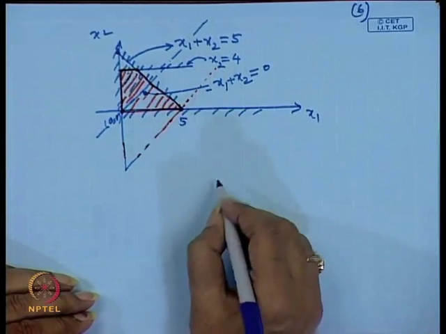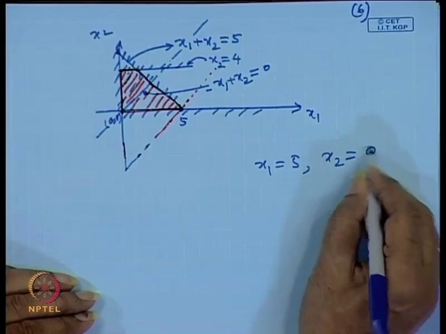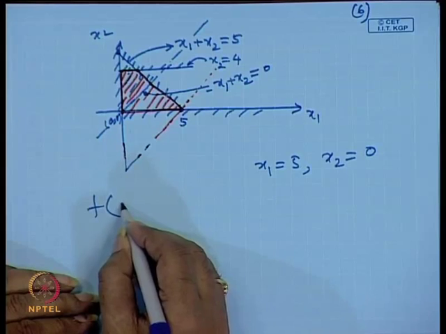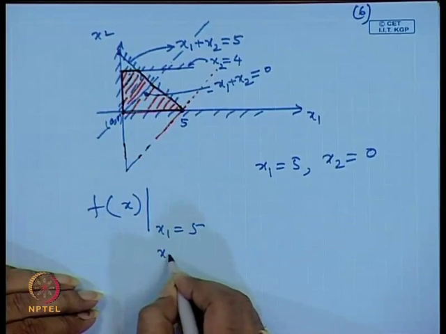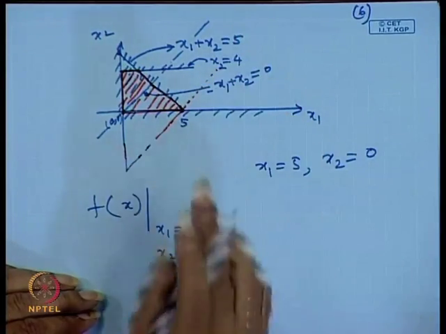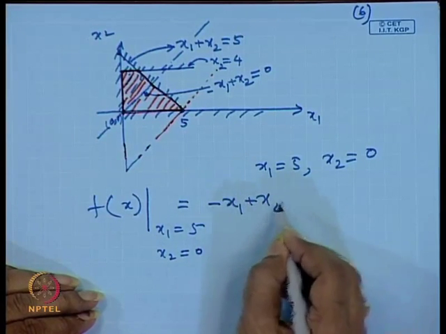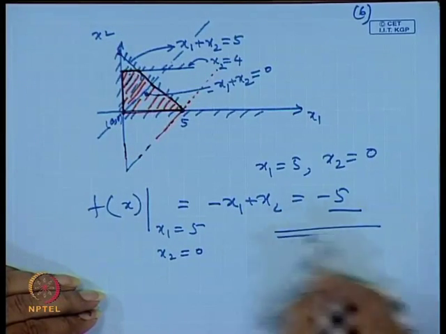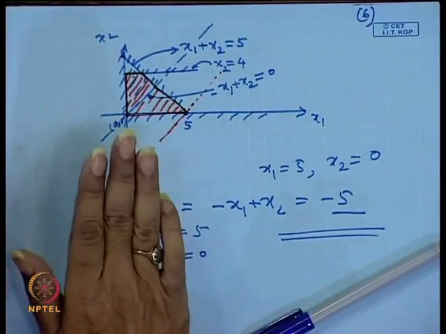So, at this point, what is the function value of that? So, this point is our x 1 is equal to 5, x 2 is equal to 0. So, our function value at this point, f of x at x 1 is equal to 5 and x 2 is equal to 0, will give you the minimum value of the function. If you put this one, minus x 1 plus x 2 is equal to minus 5, that graphically also one can see. So, one can draw a conclusion like this way in linear programming problem.